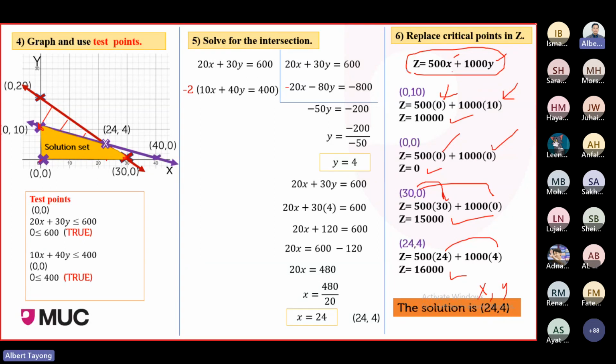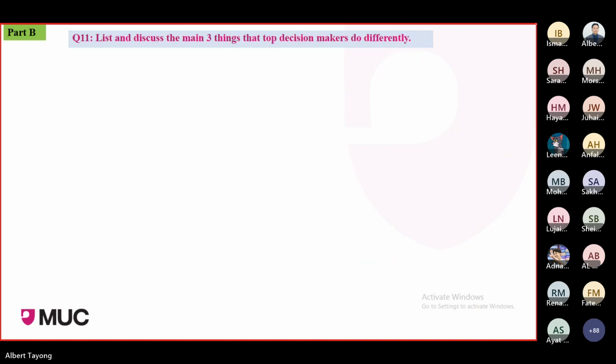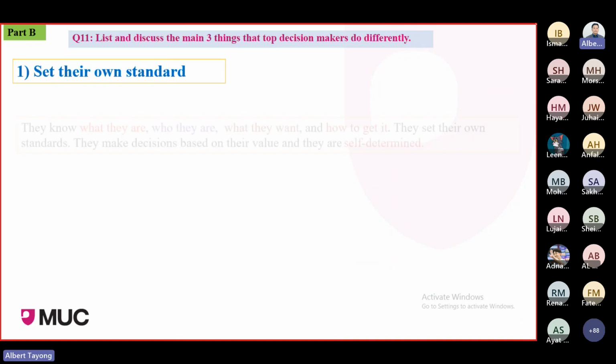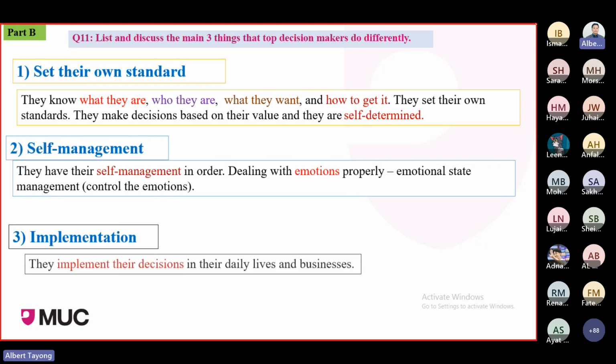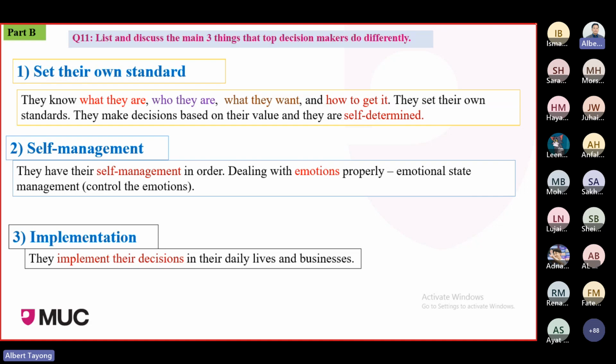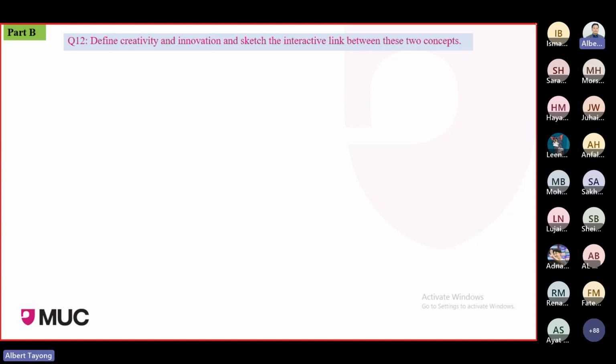So I guess this one is very clear. Okay, this one is about the 3 things that top decision makers do differently. It might be given also. Please try to look at the meaning of every unique quality that the decision maker should possess: setting their own standards, self-management, and of course, implementation.